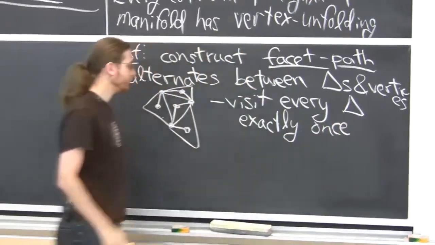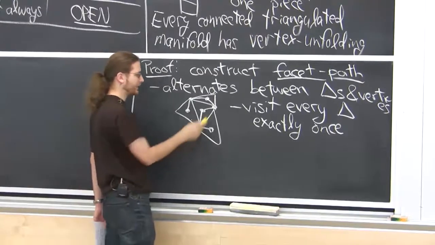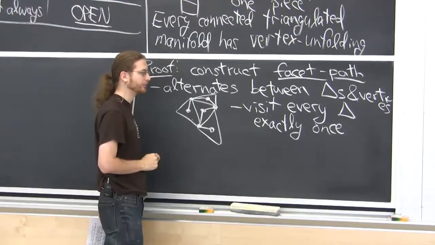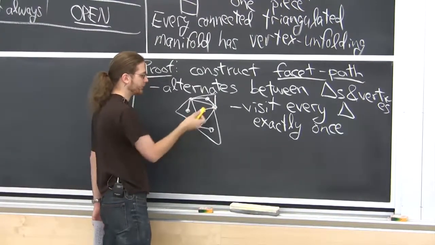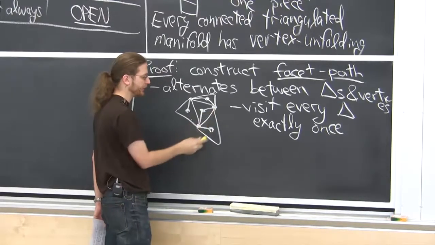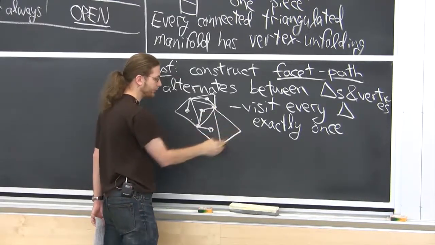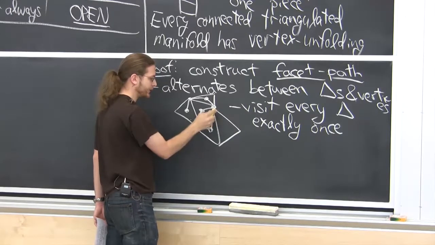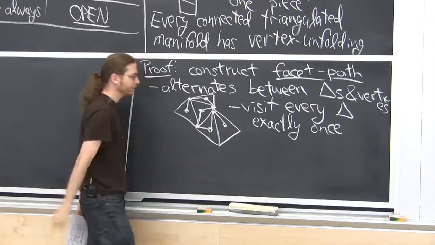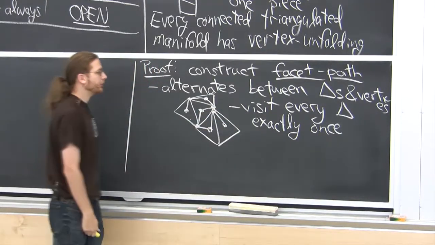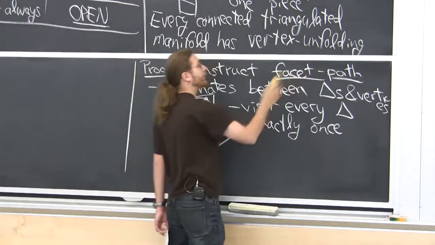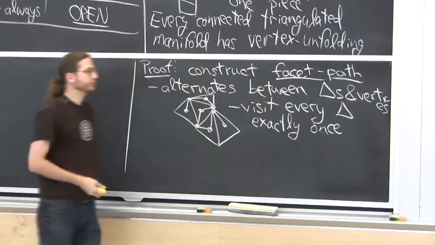Vertices you can visit multiple times, although I think it's a bad idea to visit the same vertex twice in a row. Other than that, you can visit a vertex more than once. Maybe I would visit it again coming up here. If there was another triangle like this, I could go up to this vertex again and over to the triangle. So the claim is facet paths always exist for any triangulated connected surface.